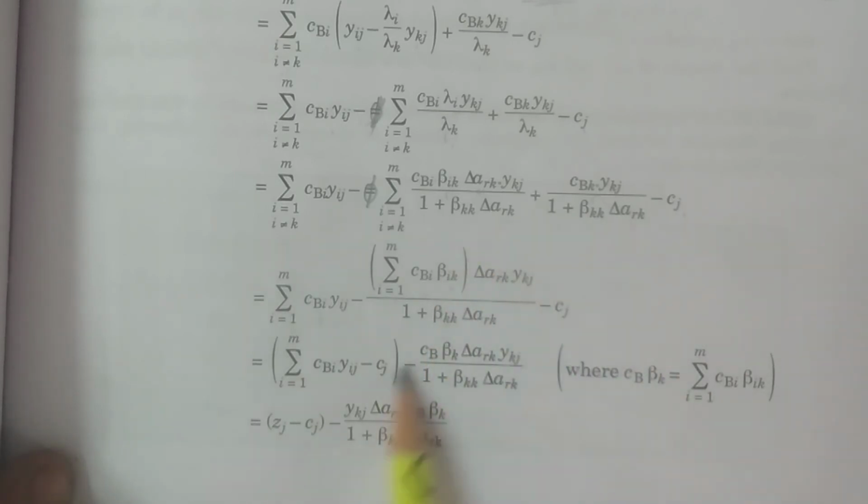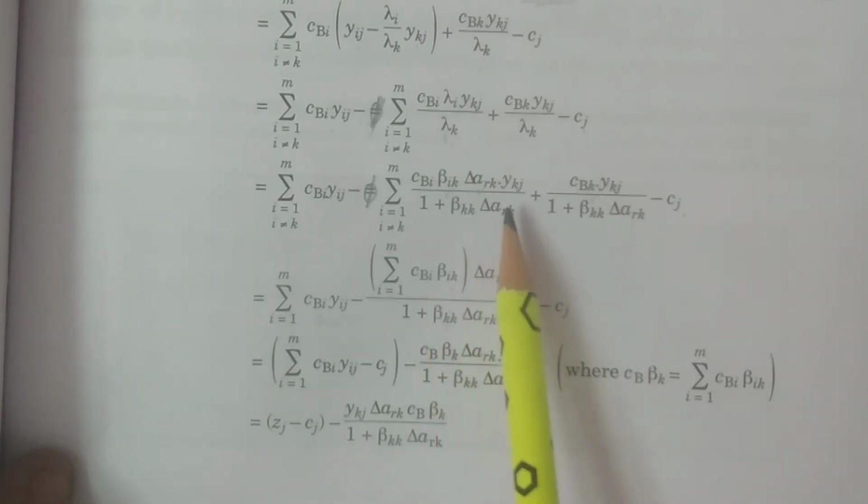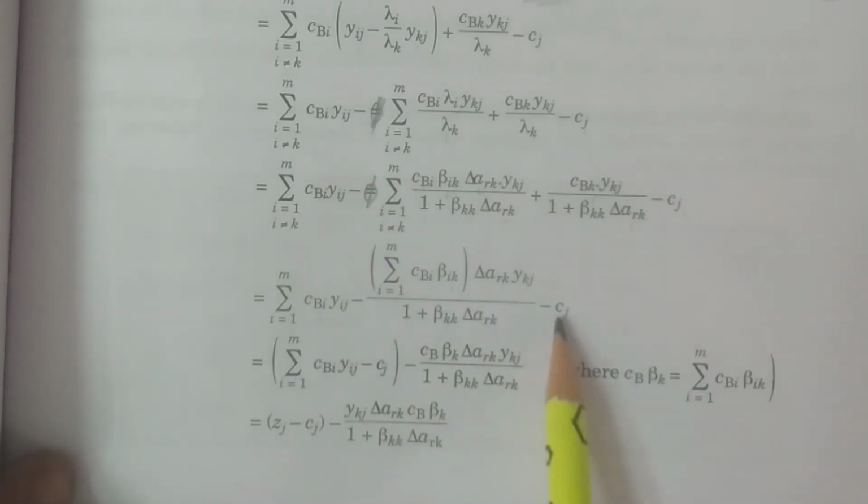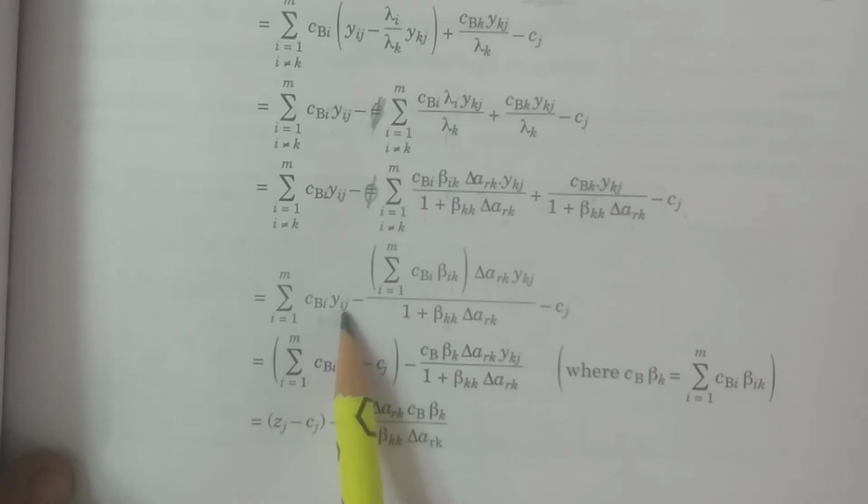They are very similar terms. These two are the same kind of similar terms we have. If you multiply and divide with delta ark and ykz etc., they all take one particular value. So therefore, minus this is the entire part except cj. The remaining are included in one particular summation. Summation I is equal to 1 to m CBI YIZ minus summation I is equal to 1 to m CBI beta ik and delta ark ykz divided by 1 plus beta kk delta ark, minus cj. So now you take minus cj here.